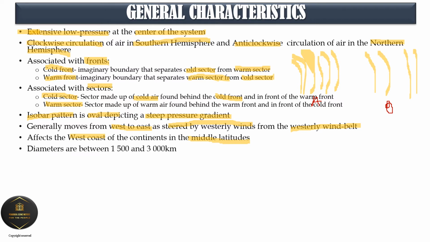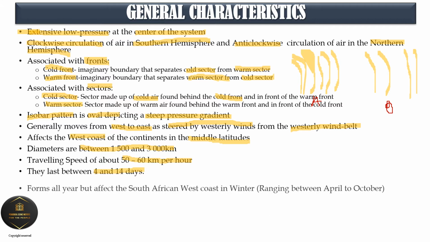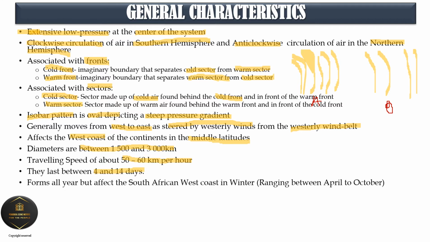In diameter, they are really, really long, or wide. Let's use that word. They are really wide, with an extent between 1,500 to 3,000 kilometers. Another characteristic is their traveling speed. They travel at 50 to 60 kilometers per hour, and they last between 4 to 14 days, with the weaker ones lasting 4 days and the stronger ones lasting 14 days, right?